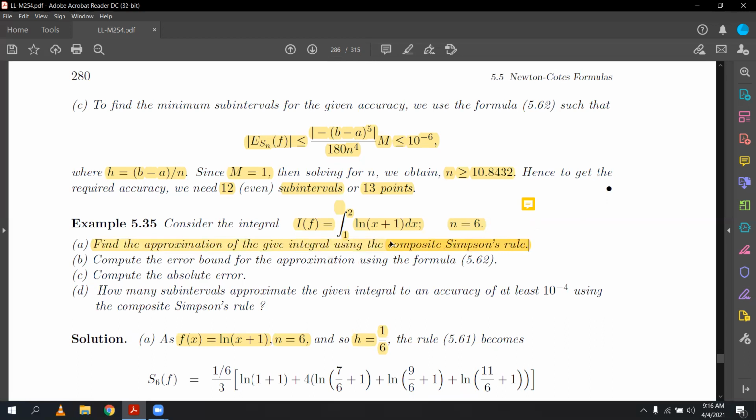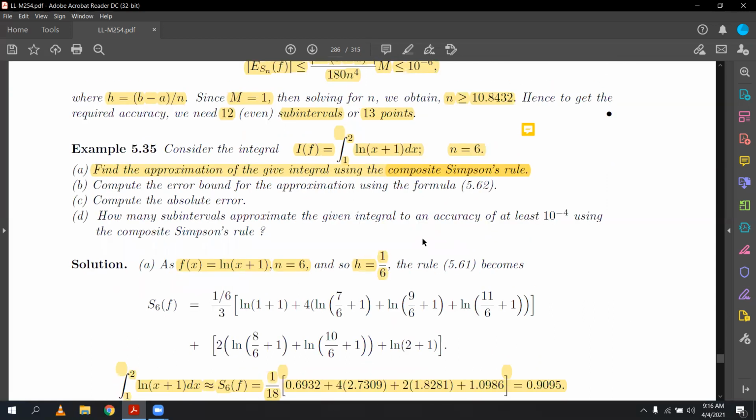So if I give this problem in the exam, I say consider the integral, the number of points is 7, and use the best integration rule. Number of points 7 means n is equal to 6. It means the best rule is Simpson's rule. Since n is 6, you can easily find h: b is 2, a is 1, divided by n, which is 6. So h is (2 minus 1) over 6, which means h is equal to 1 over 6.